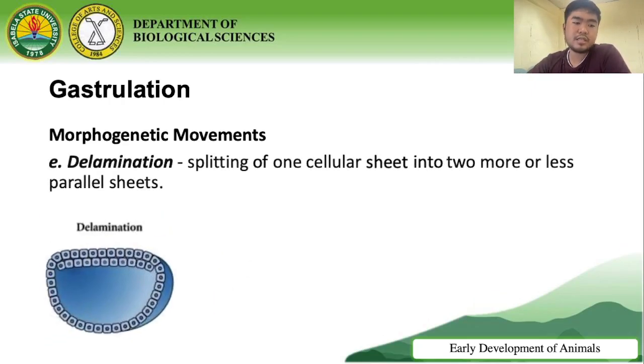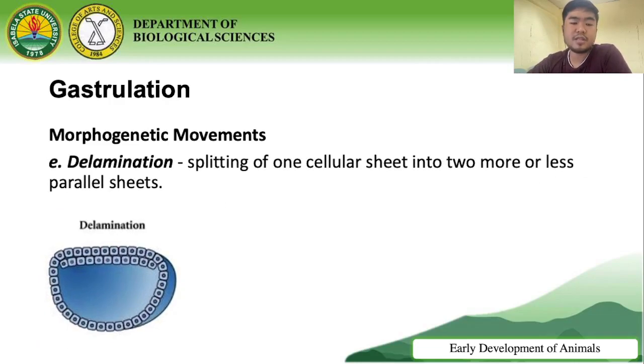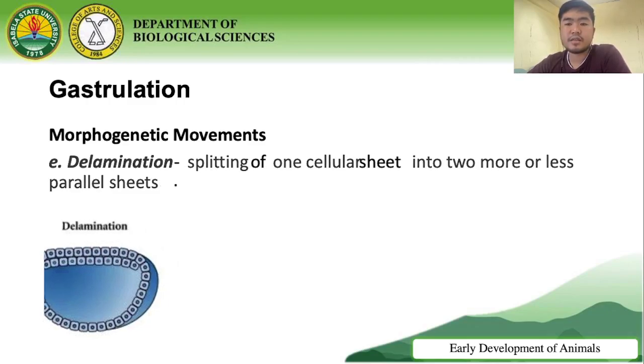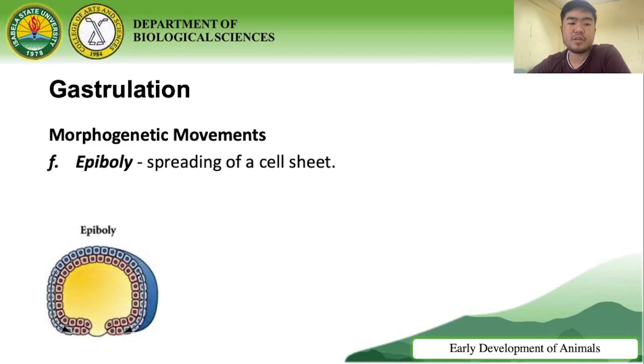And next is the delamination, or the splitting of one cellular sheet into 2 or more parallel sheets. And after that, we have the epiboly, or the spreading of a cell sheet. So those are the morphogenetic movements involved in gastrulation in order for the cells to form yung 3 layers natin. The ectoderm, the mesoderm, and the endoderm.